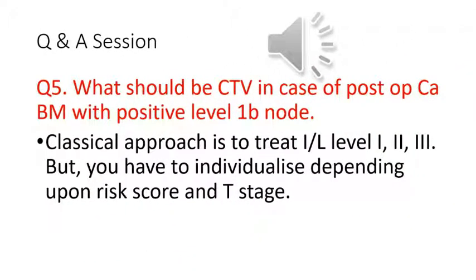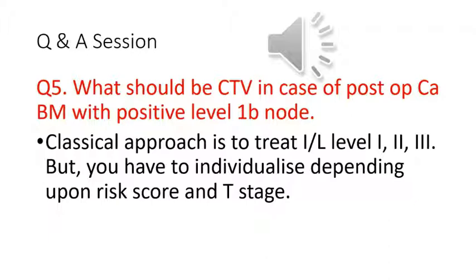Ma'am, Madam Iyer has asked, in case of CA buccal mucosa, if 1B node is positive, what should be our target volume? Okay, so a lot of back and forth has happened on this single node 1B in buccal mucosa. Largely we were treating 1 to 3 ipsilateral at some point in time. Then the guidelines came and we were treating all levels. Once one node is involved, then all levels were included.